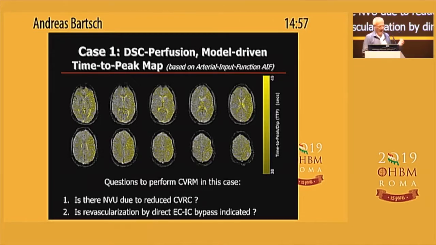And that's a model-driven analysis. It's the time-to-peak map based on an arterial input function, which is normally our hemodynamic response function, now is our arterial input function. And we can look how much is the time-to-peak delayed. And if you now look to the right side, the scaling of the color bar indicates a delay of about 11 seconds.